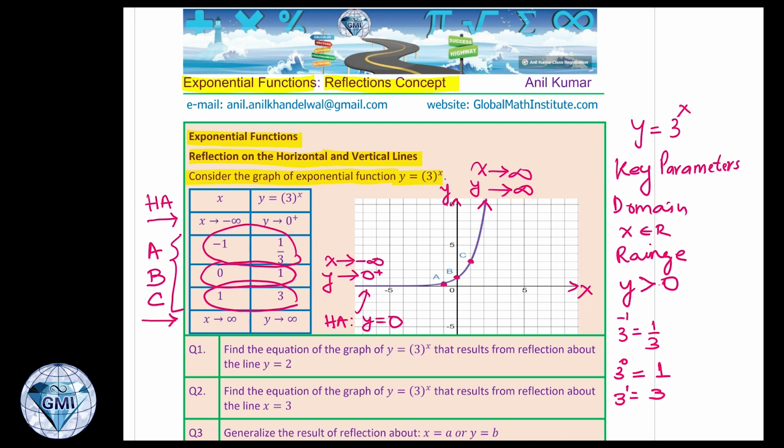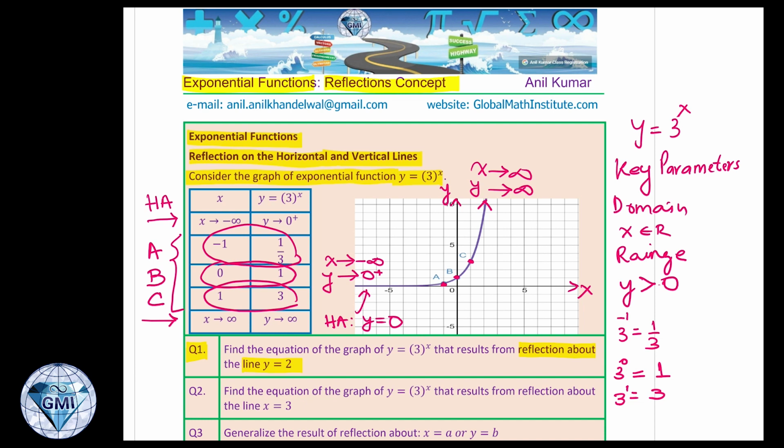Now, based on this, we have 3 questions for you to answer. Here is question number 1. Find the equation of the graph of y equals 3 to the power of x that results from the reflection about the line y equals 2. So we're looking for a reflection about the line y equals 2. Can you tell me what this line y equals 2 is?